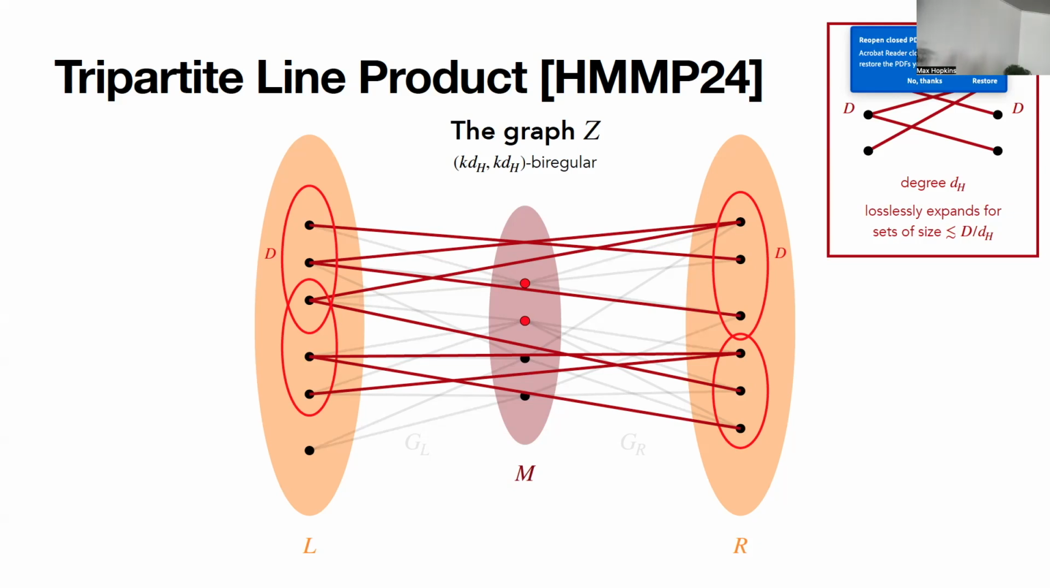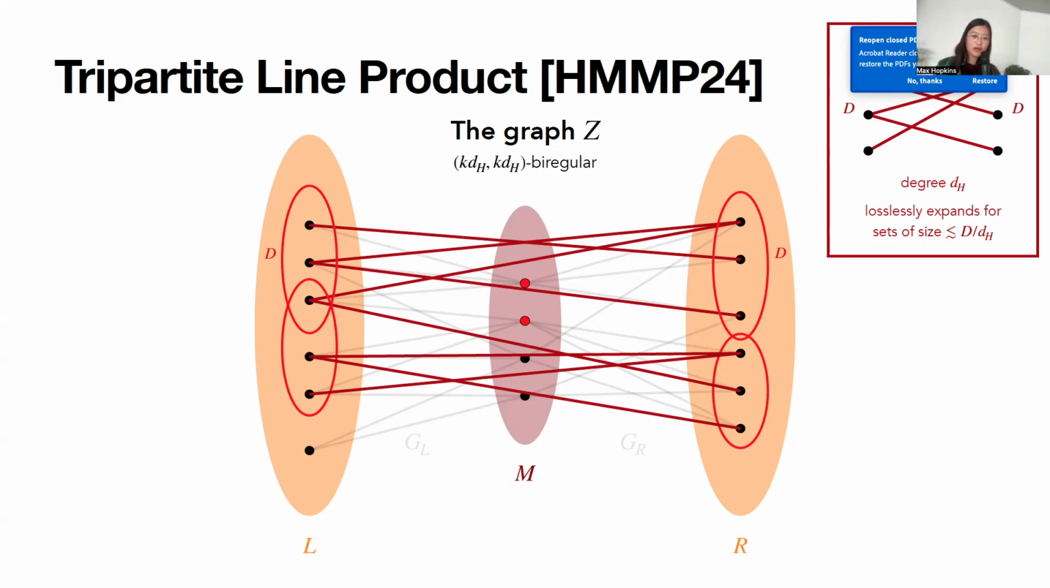So anyway, if you look at any left vertex, it's going to have K different middle vertices it's adjacent to. So it's going to partake in K different gadgets. And each gadget graph is going to have degree D_H according to the gadget graph. So the final graph we're going to get is going to be K times D_H biregular. All right. Okay, so that's the overall idea.